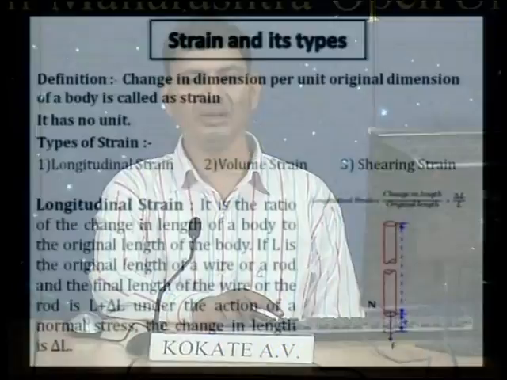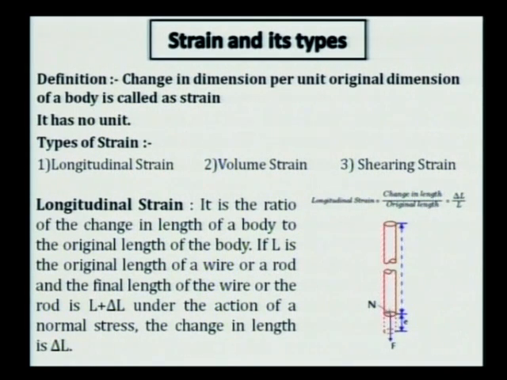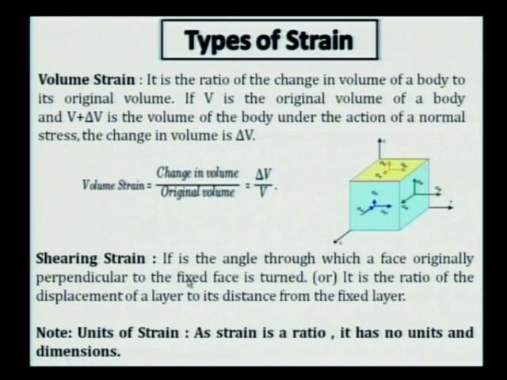Then strain is a ratio of change in dimension of a body to the original dimension. Again, as per the dimensions, there are three types of strain: longitudinal strain or tensile strain, volume strain, and shearing strain. If the body is in the form of a wire, and the length of the wire changes under external load or force, then longitudinal strain or tensile strain is equal to change in length divided by original length. It is a ratio of the same type of quantity, therefore this longitudinal strain or tensile strain has no particular unit. Then volume strain is nothing but change in volume divided by original volume.